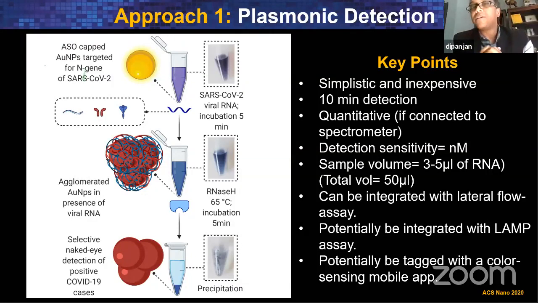It can also potentially be tagged with a color sensing mobile app. So the goal would be to give patients or consumers who are sitting at home this test strip, and by using their mobile phone to read the color, they can detect whether they have COVID-19 or not.